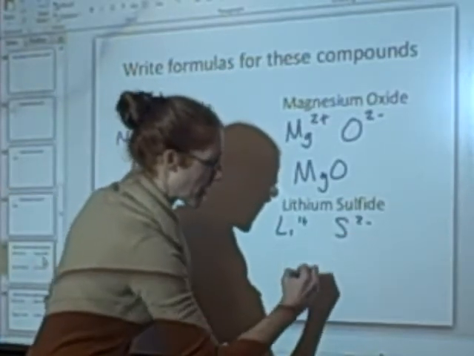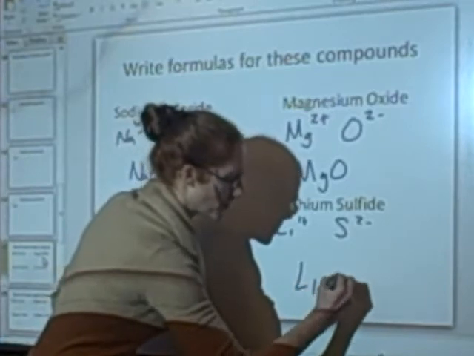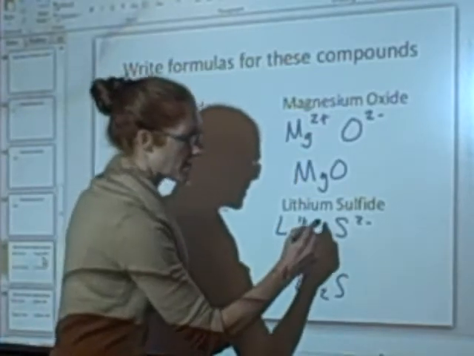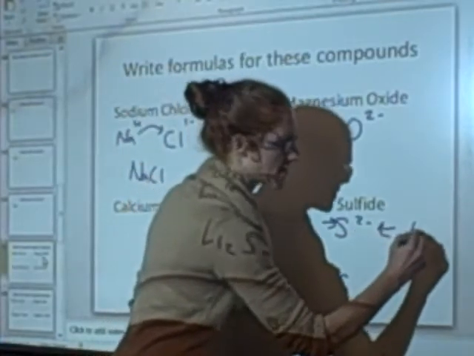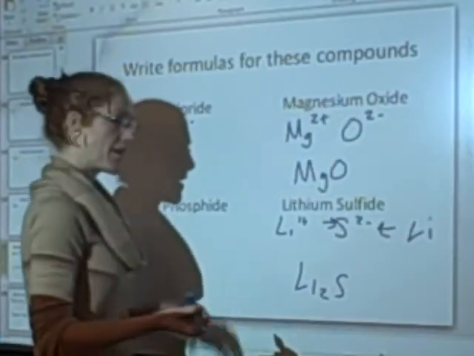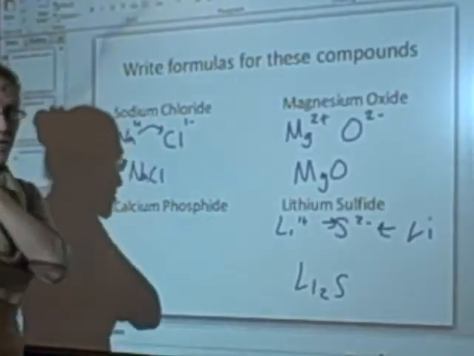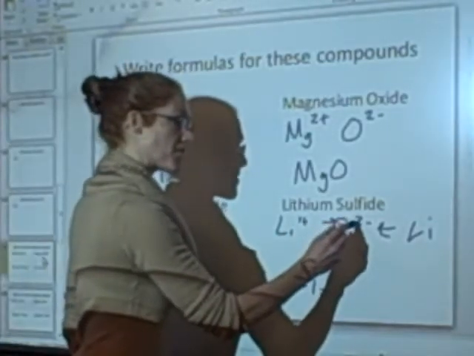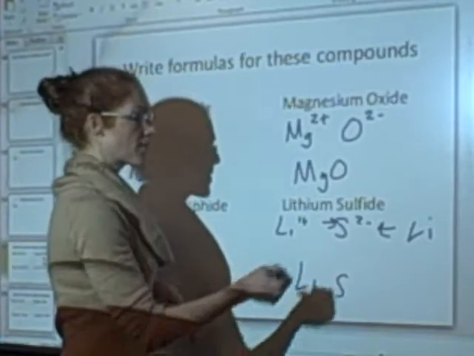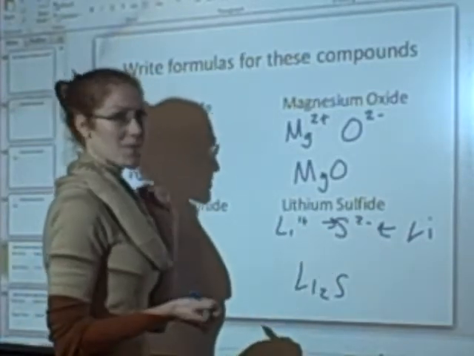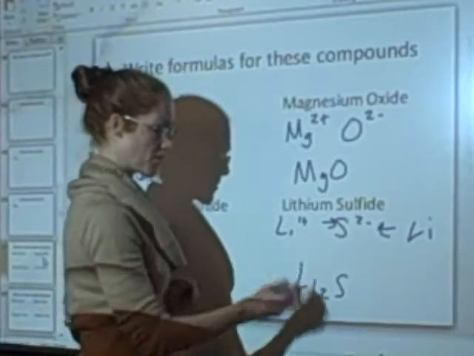So I'm going to say Li2S. And I know that because sulfur tends to gain 2, but lithium only loses 1, so I'm going to need a second lithium. Right? A way to cheat on these is to say if this is a 2, I'll need 2 of these. This is a 1, I'll need 1 of these. So since sulfur is a 2-, I need 2 lithiums. Since lithium is a 1+, I need 1 sulfur.